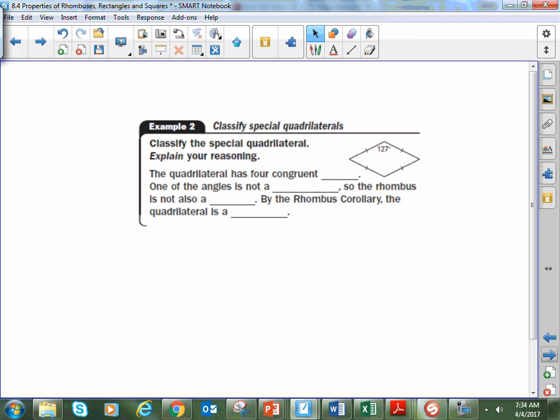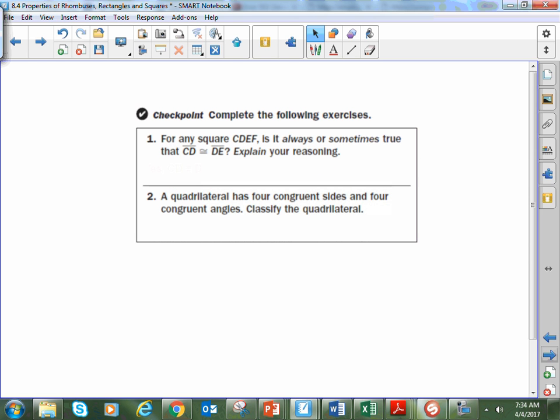All right. So classify this special type of quadrilateral. Well, looking at the figure, it does have four congruent sides. So the only thing that has four congruent sides is a rhombus of some kind. Here it does have four congruent sides, but there's no right angles. So it's just a rhombus. If it had four congruent sides and a right angle somewhere tossed into the mix, then I'd be able to say it's a square, but in this case all I can call it is a rhombus.